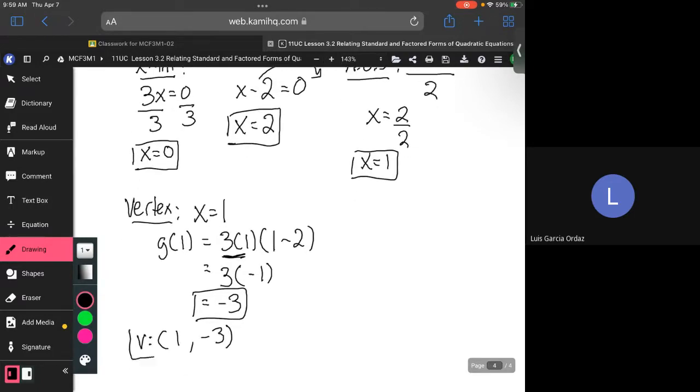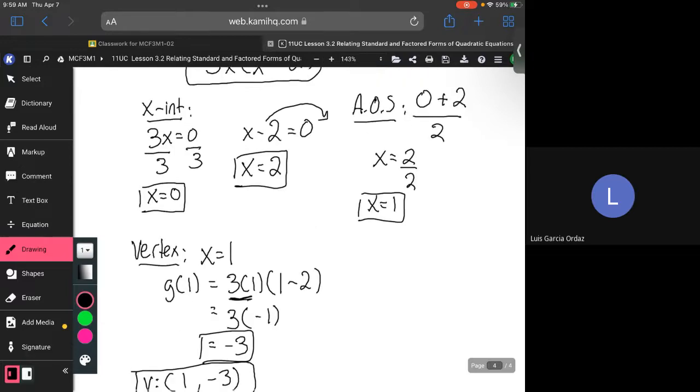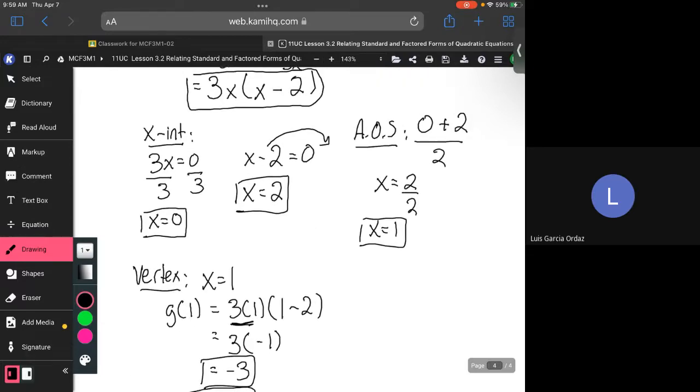Sorry, can you go over how to find the vertex? You have to use the axis of symmetry. So you see how our axis of symmetry was x is equal to 1? Now I have to take that 1 and plug it in for x in either my factored equation, which is 3x times x minus 2, or my standard form equation, which is 3x squared minus 6x. So you get to pick which one you want to plug that 1 into. Okay. And we can do either one. Yep.